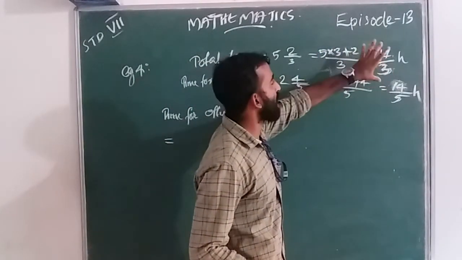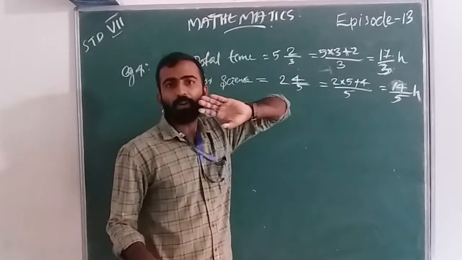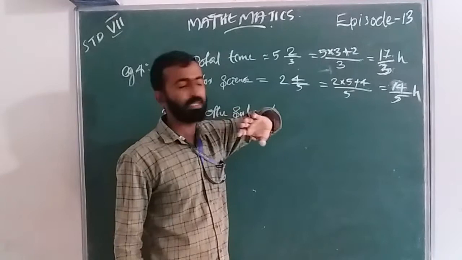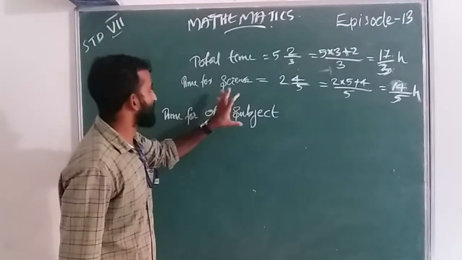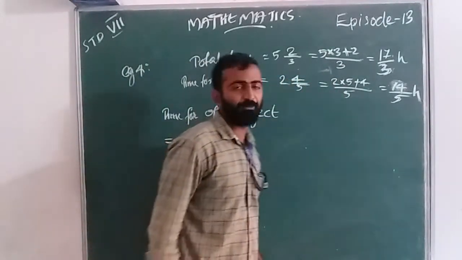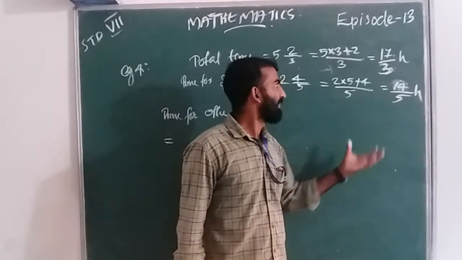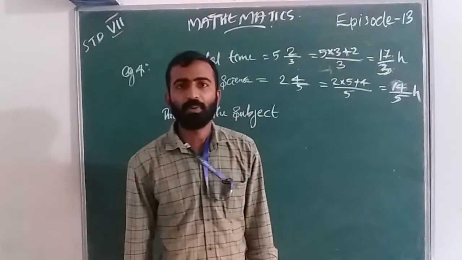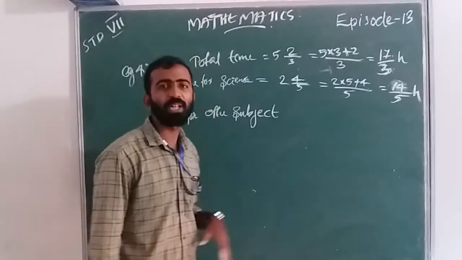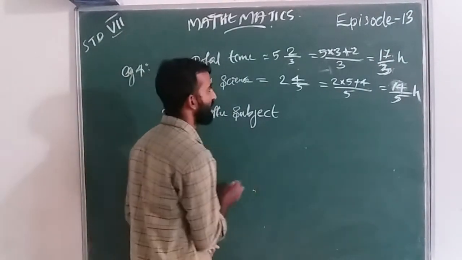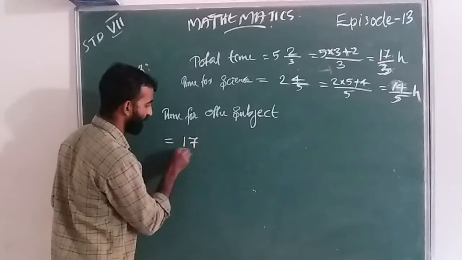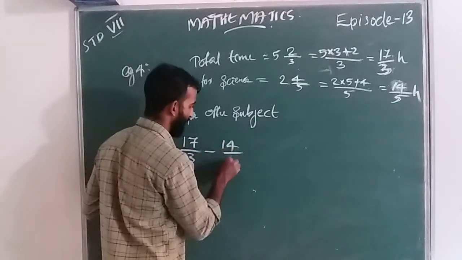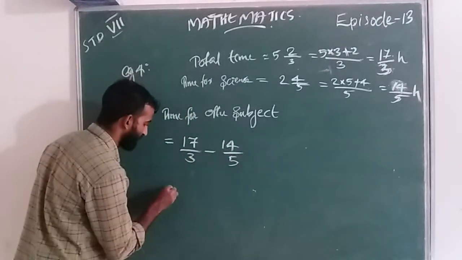That is, the total time used for studying is 17 by 3 hours, and the time for science is 14 by 5 hours. When we take this difference, we get the balance time used for other subjects. That is 17 by 3 minus 14 by 5.